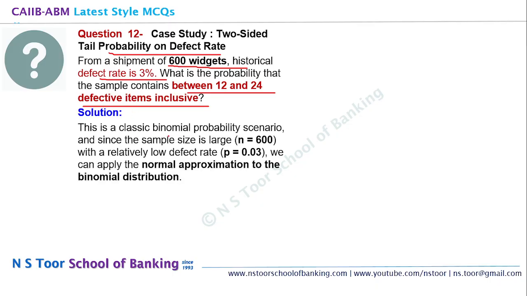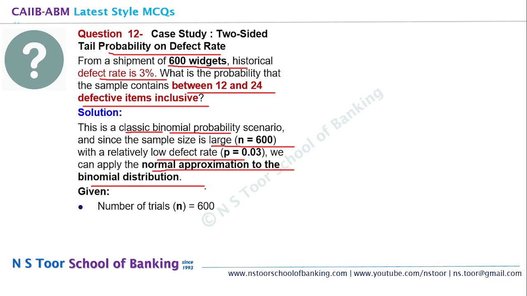So this is a classic binomial probability. I have told you this earlier also, you have to understand this issue, this theory. This is a classic binomial probability scenario since the sample size is large, that is n is equal to 600, and the defect rate is very low, that is 3% only, that is 0.03. So we can apply the normal approximation to the binomial distribution that I have already discussed with you in previous slides also. Now we will go for calculation.